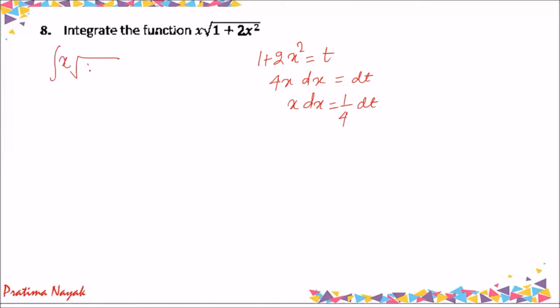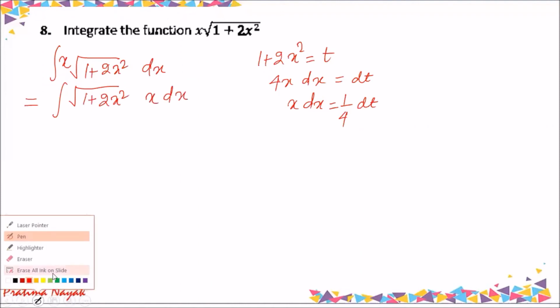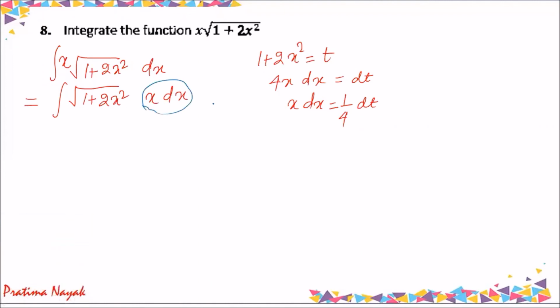The integral is x into 1 plus 2x square dx. So this can be mentally taken as 1 plus 2x square into x dx. So x dx will be how much? x dx will be 1 by 4 dt, and this will be root t. So it will be under root t into 1 by 4 dt. So 1 by 4 can be taken outside.